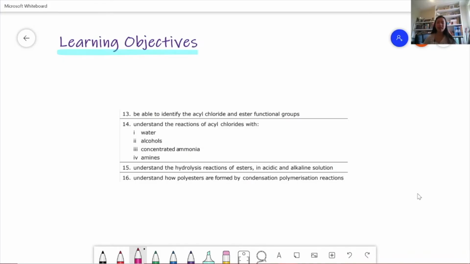Here are today's learning objectives. So the first is to be able to identify the acyl chloride and ester functional groups, and then to understand the reactions of acyl chlorides with water, alcohols, concentrated ammonia and amines, and then to understand hydrolysis reactions of esters in acidic and alkaline solution. Lastly, we're going to look at understanding how polyesters are formed by condensation polymerization reactions.